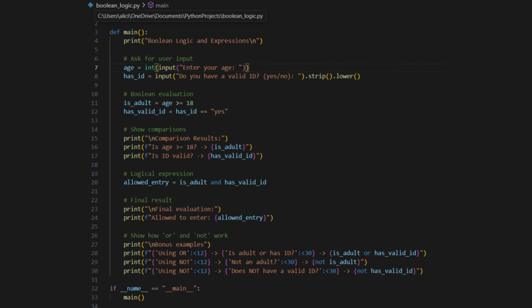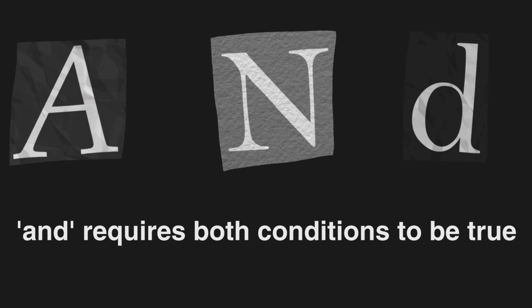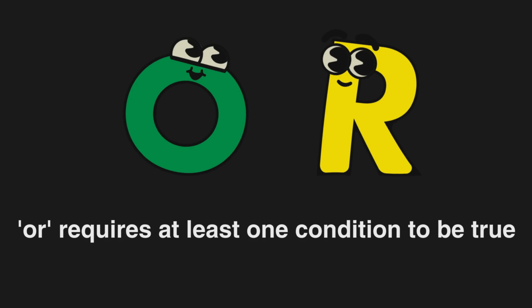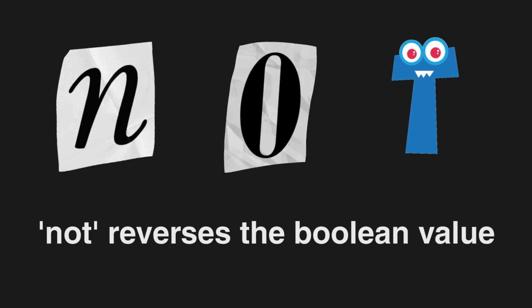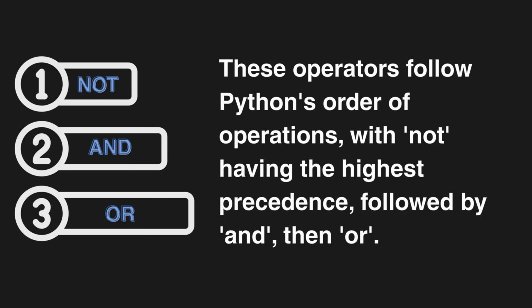This code demonstrates the three main Boolean operators in Python. And requires both conditions to be true, or requires at least one condition to be true, and not reverses the Boolean value. These operators follow Python's order of operations, with not having the highest precedence, followed by and, then or.